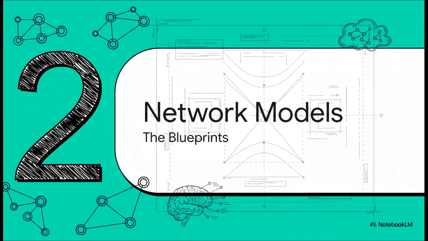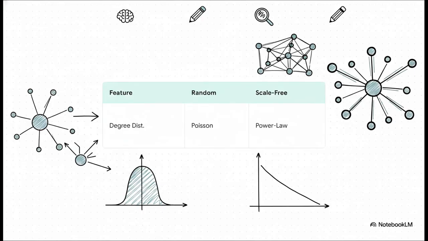Awesome. We've got the building blocks down. Now for the really fun part, the major network models. Think of these as the different blueprints that networks follow, which explain why they look and act the way they do. Okay, this table right here, this is basically your cheat sheet for network models. It compares the big ones you need to know, but the biggest, most important difference is that top row, the degree distribution. That just means how the connections are spread out. In a random network, you get a bell curve shape, but in a scale-free network, you get something totally different called a power law.